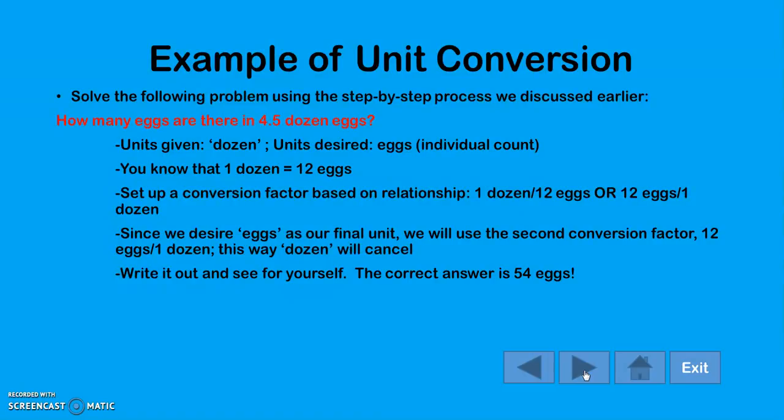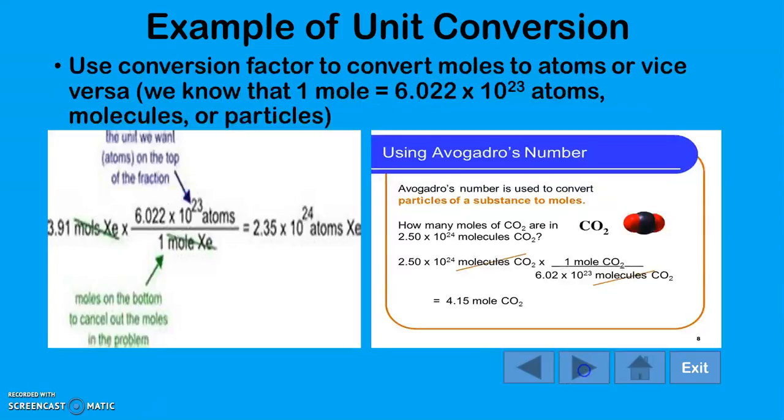Since we desire eggs as our final unit, we'll use the second one, 12 eggs per 1 dozen. This will ensure that dozen cancels. Write it out and see for yourself. The correct answer is 54 eggs. Alright, let's take a look at 2 more examples.